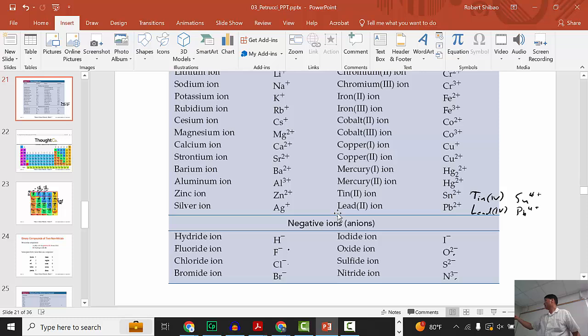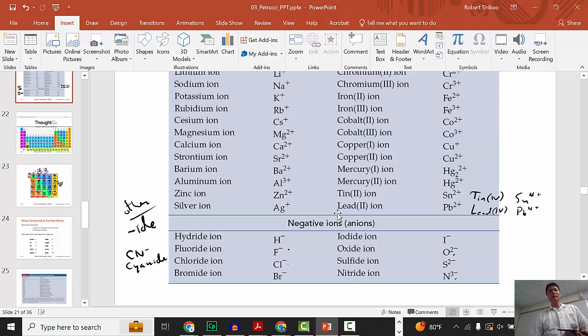Most -ides are monatomic anions, like hydride, fluoride, etc. But there are some -ides that are polyatomic anions. What are the -ides that are polyatomic anions that don't fit this pattern on the periodic table? Cyanide. What's the formula for cyanide? CN minus. So that's one that doesn't fit the pattern, a rule breaker.